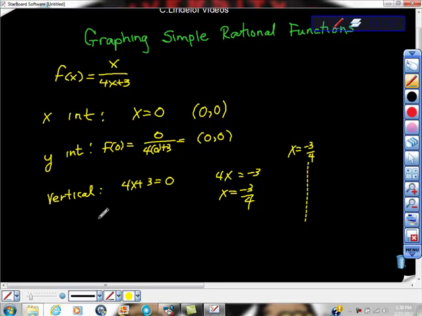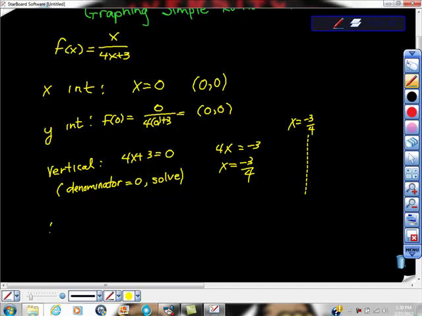So for the vertical asymptote, just remember it's denominator equals 0, and then solve, right? Good job. What about the horizontal asymptote? I think Ms. Steiner already told us that answer, didn't she? And what was that answer? The answer was y equals 1/4.